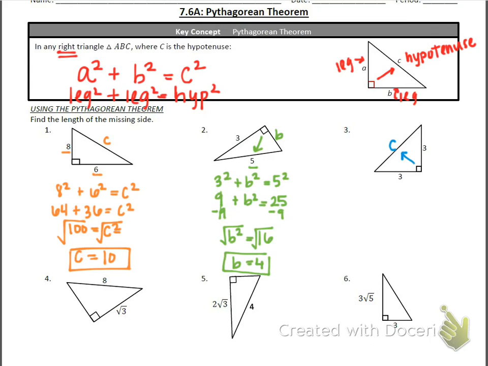So we're going to plug everything in. 3 squared plus 3 squared equals C squared. 3 squared is 9, so 9 plus 9 equals C squared. So 18 equals C squared. Square root both sides.